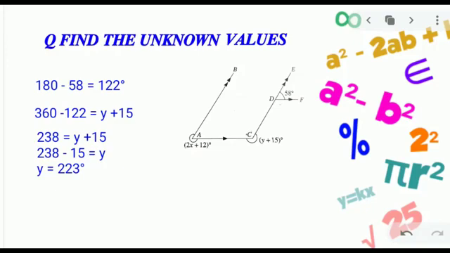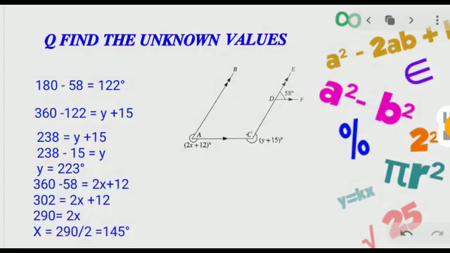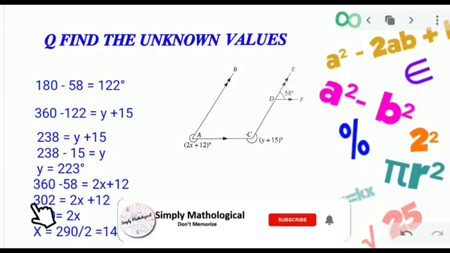Now the second step that we have to do is that the unknown angle is this angle 2x plus 12, which is also a reflex angle, and the sum of all the angles around a single point is 360. So we subtract 58 from 360, and then the answer will be 2x plus 12. So we subtracted 58, which was angle A, from 360, and we got 2x plus 12, which was 302.